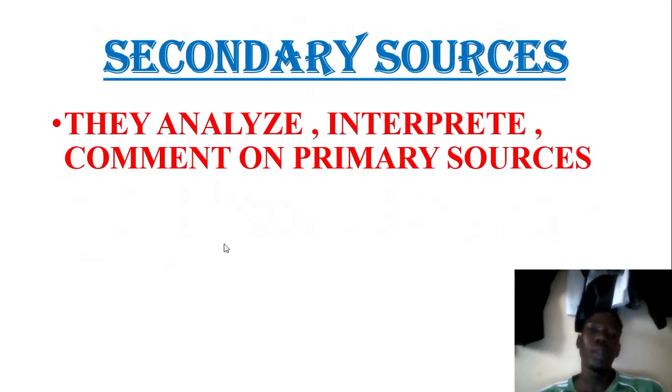So the secondary source is an upgrade of the primary source. For a secondary source to take place, the primary source has to have released information, then it is analyzed, interpreted, and then commented on. So new information is made. It is not what really happened. It is what really happened, but it is altered. This is altered information from the primary source.